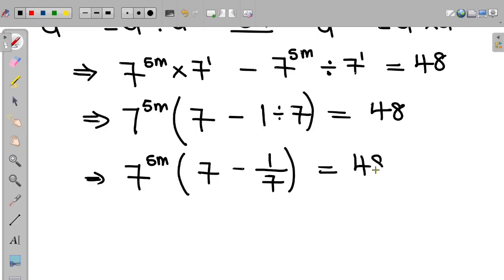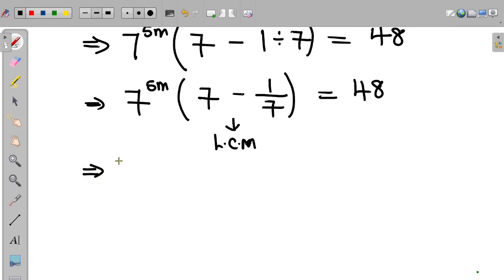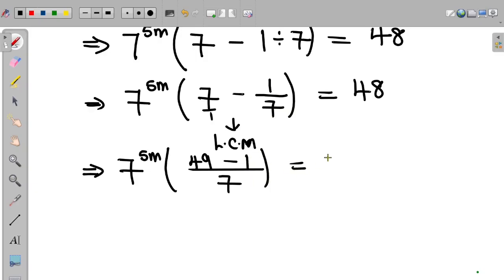equal to 48. Now at this point, we can take the LCM here, and our LCM is 7. So therefore we have 7 to the power of 5m, open your bracket. At this point, we have 7 as the LCM. 7 divided by 1 is 7, 7 times 7 is 49. Minus 7 divided by itself is 1, 1 times 1 is 1. Equal to 48.